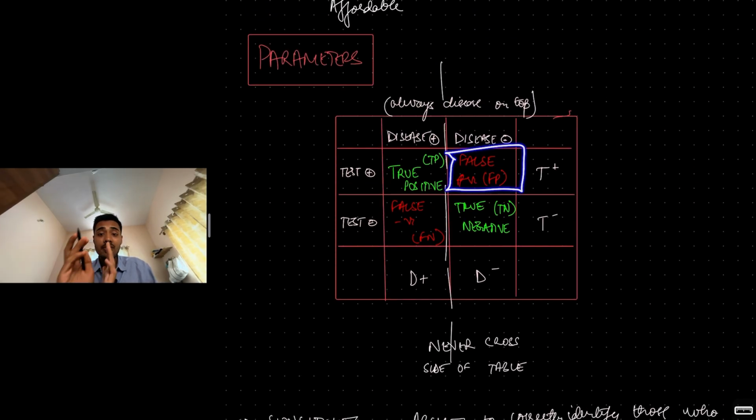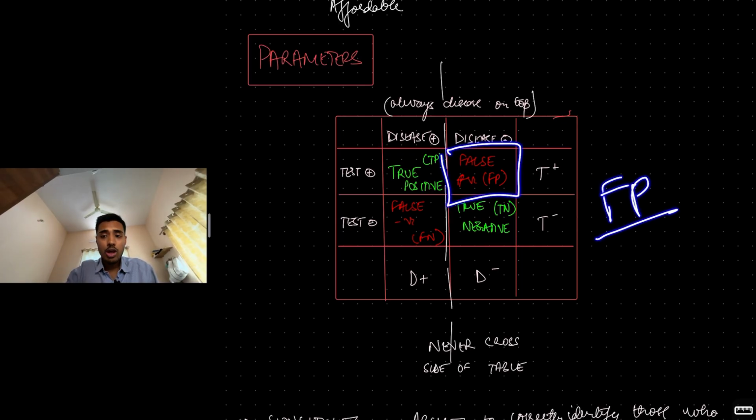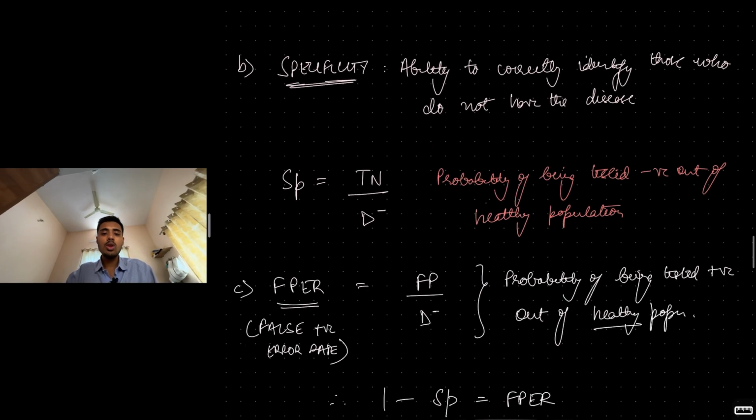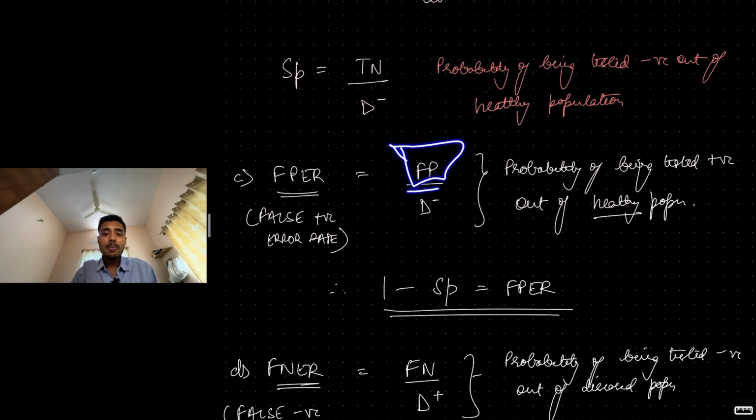Again, we're never crossing the side. Sensitivity also we remained on this side. Specificity also we remained on this side. False positive error rate also we remain on this side. So, false positive error rate, number of false positives divided by those who do not have the disease. Understood? So, false positive divided by disease negative. So, the probability of being falsely tested positive out of the healthy population. Out of is always for the denominator. Out of the healthy population, that is false positive error rate.